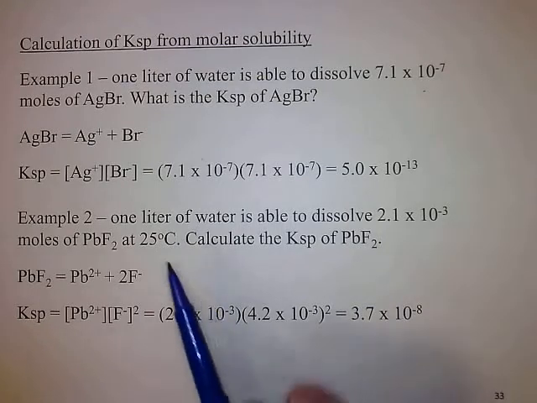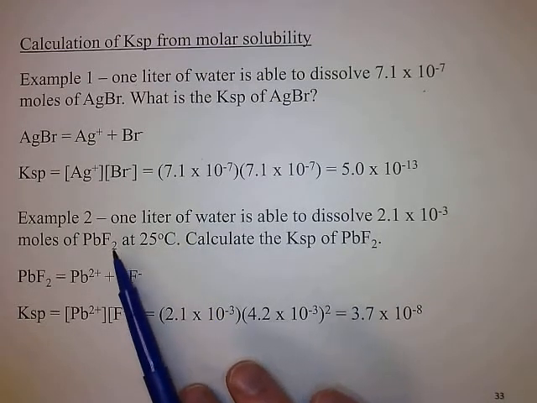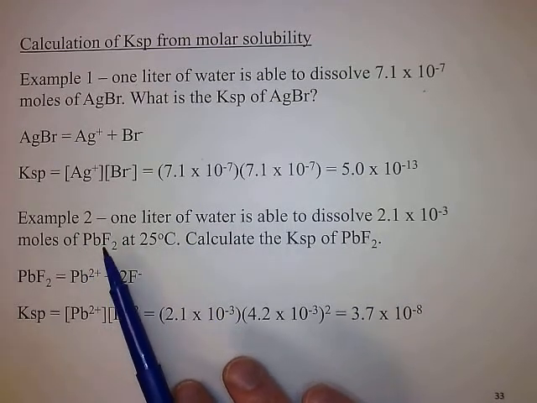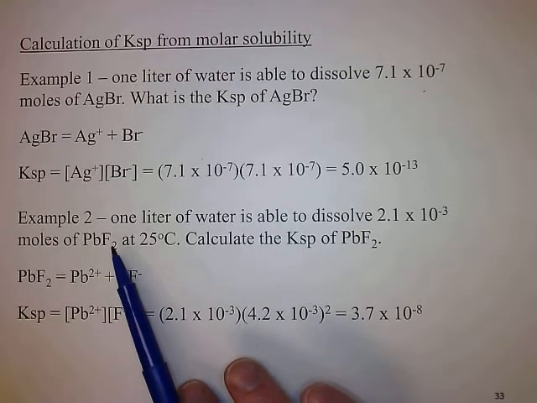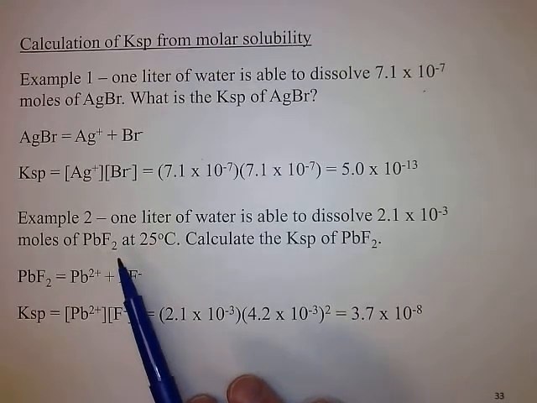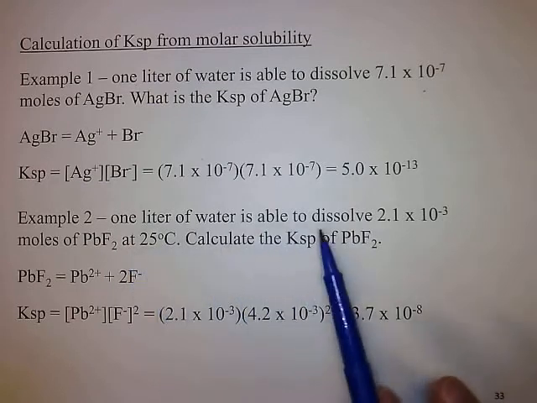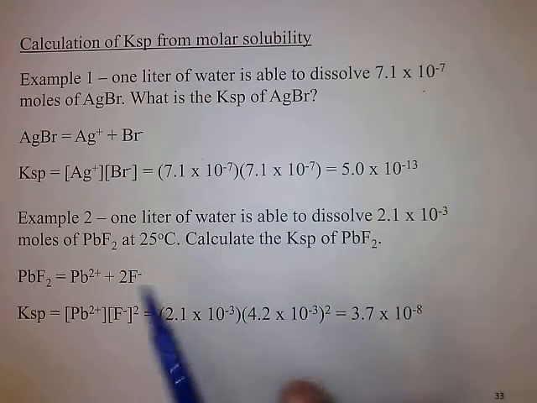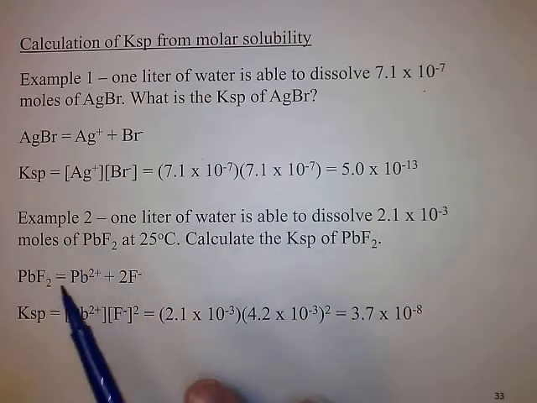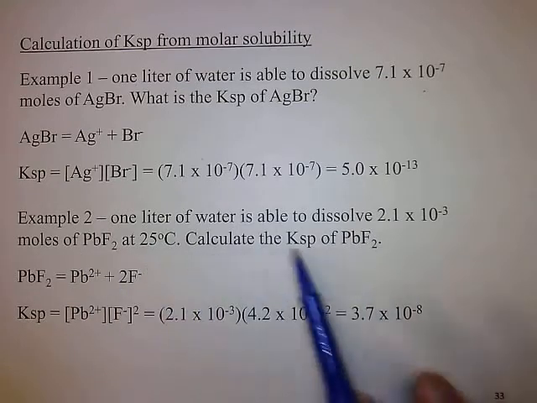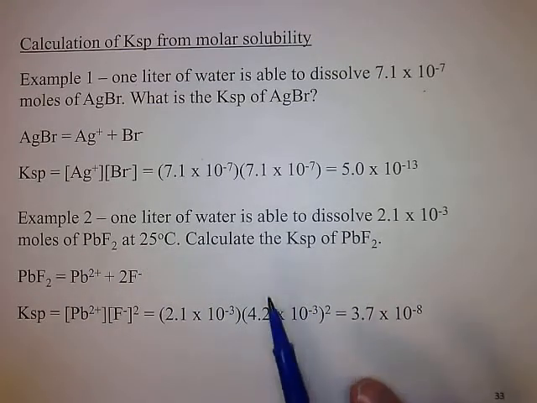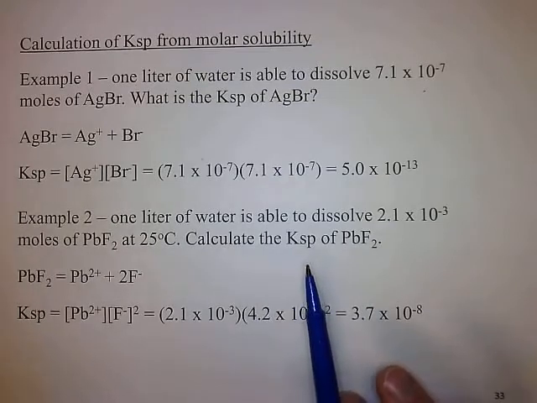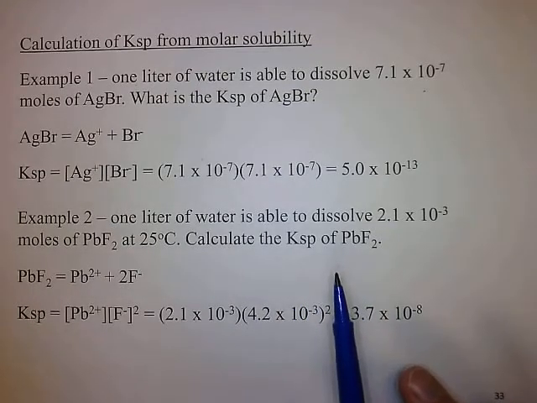Okay? Look at a second example. Now we're going to talk about lead fluoride. Now, it's not a 1-to-1 solve, so it's going to complicate things a little bit. So let's say that 1 liter of water is able to dissolve 2.1 times 10 to the minus 3rd moles of lead fluoride at 25 Celsius. We want to calculate the solubility product constant of lead fluoride.